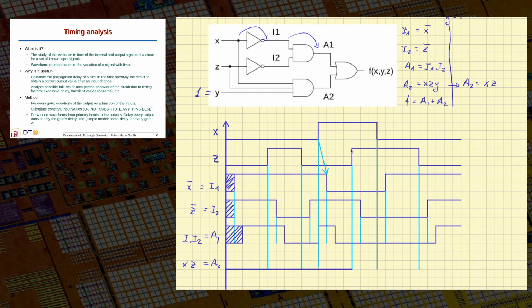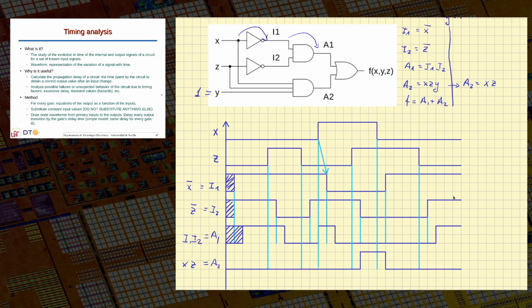Now I have a 1, 1. 1, 1 will make a change to 1. Okay, there's a change, but with a delay of delta. And it will be 1 up to here. I re-evaluate 0, 1 will make a 0. At this point I have a 0, 0, so it will remain being 0.